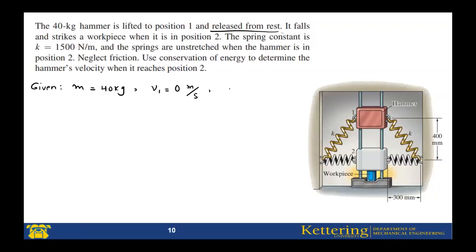Then the spring constant is 1500 Newton per meter, and the springs are unstretched when the hammer is at this position. Look, at this position, these springs are unstretched. This means that the initial length of the spring is 300 millimeter or 0.3 meter.